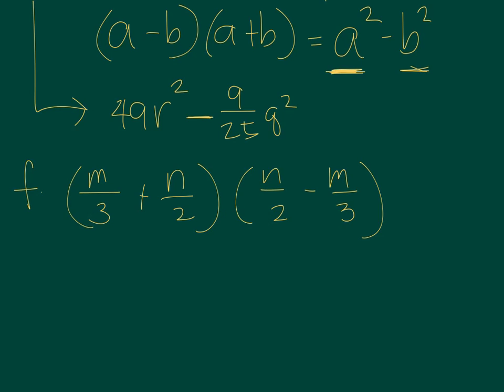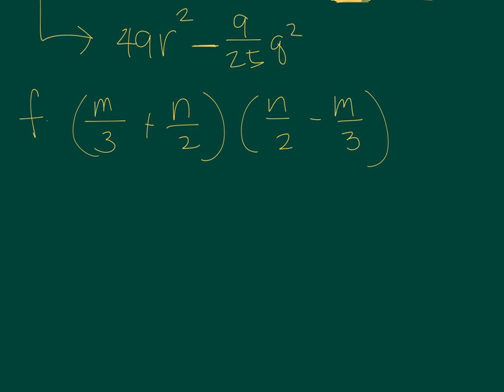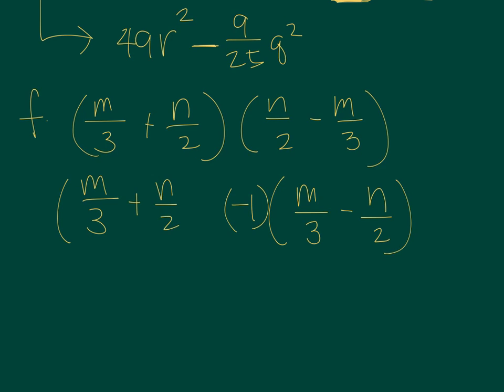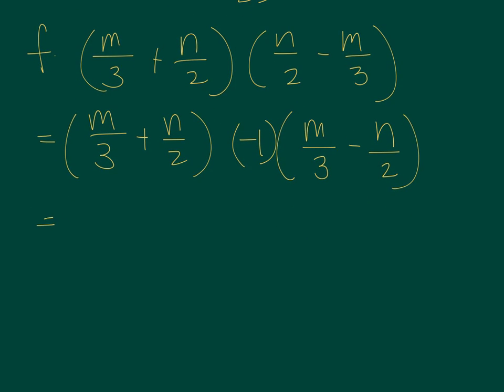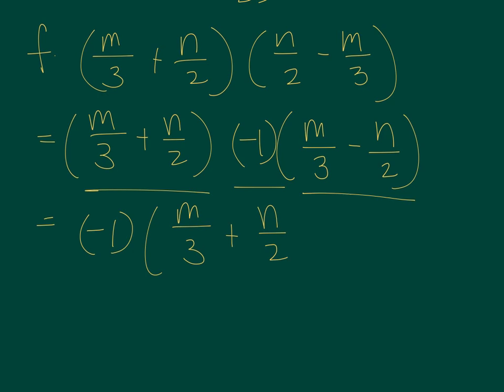Now, what we can do here is factor out the negative 1 on the second group, and this will become m over 3 minus n over 2. Right? And then we have m over 3 plus n over 2, still the same. Just to make the solution organized, since this is multiplication, you can arrange the values being multiplied. So negative 1 can be written first, and then you have m over 3 plus n over 2, and then m over 3 minus n over 2.